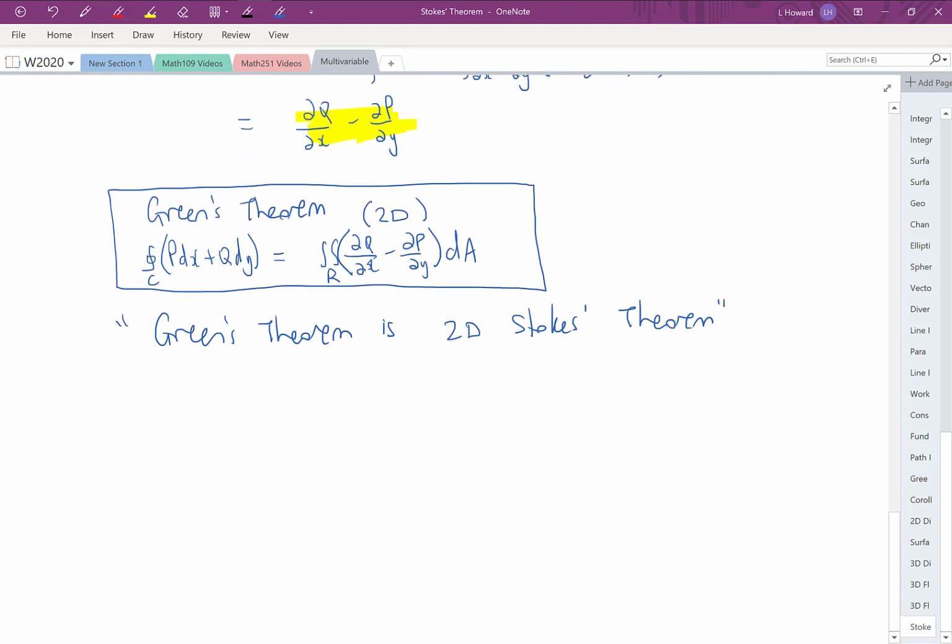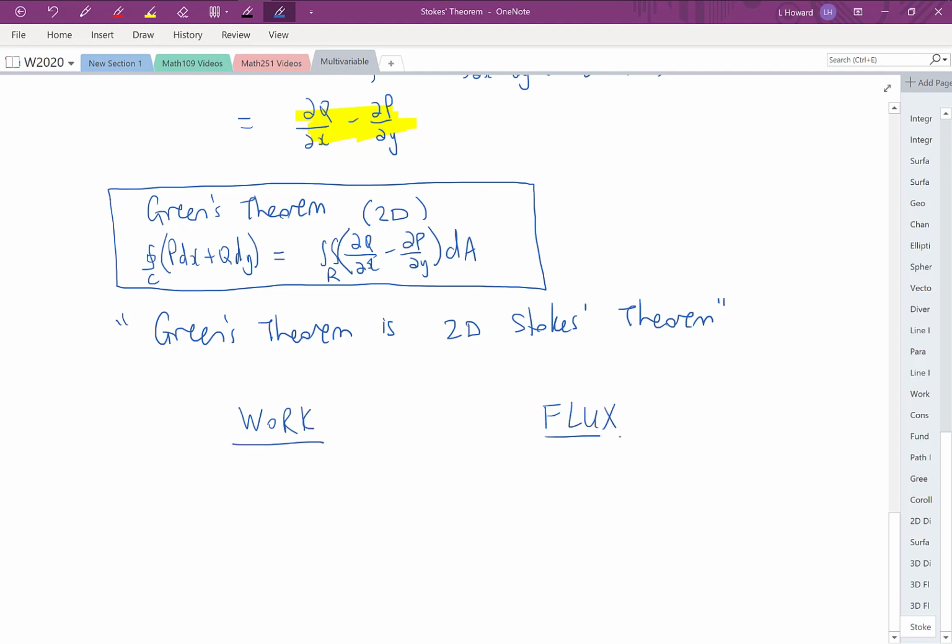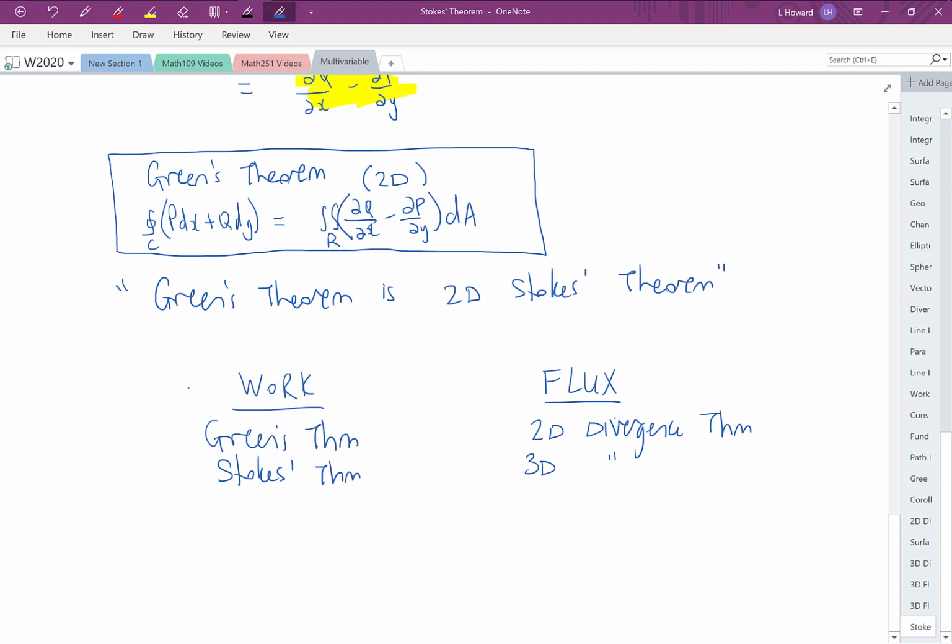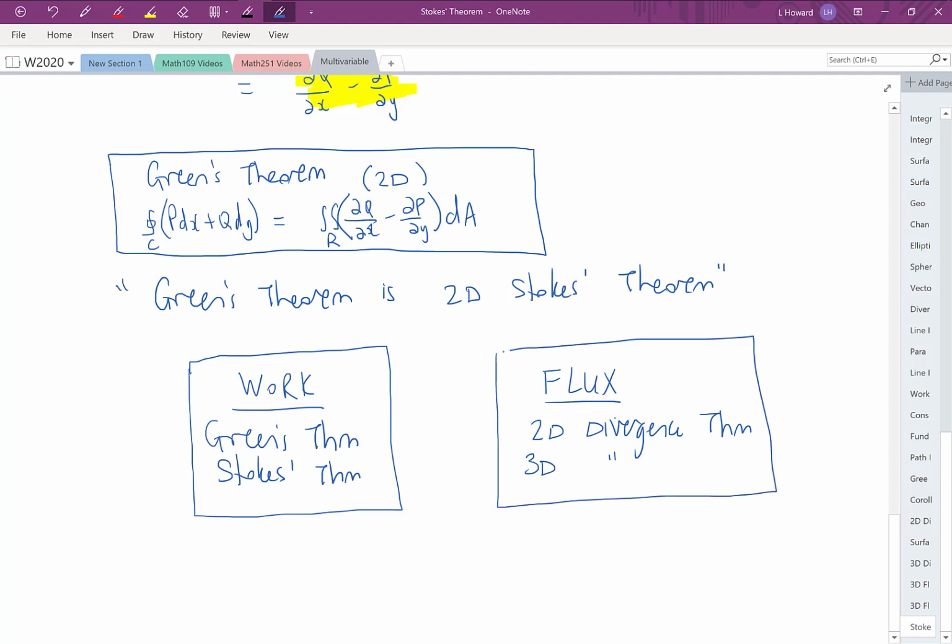So just as a summary of what we've talked about in this video series so far, we've got 4 theorems that I would classify as being important related to vector fields. 2 of them are about work done around a curve, and 2 of them are about flux. So the 2 that are about work are Green's theorem and Stokes' theorem. And then in terms of flux, we've seen the 2D divergence theorem and also the 3D divergence theorem. So in learning these new theorems, I think the more connections you can make between them, the easier it is to remember the formulas and to understand the context in which we're using these theorems.